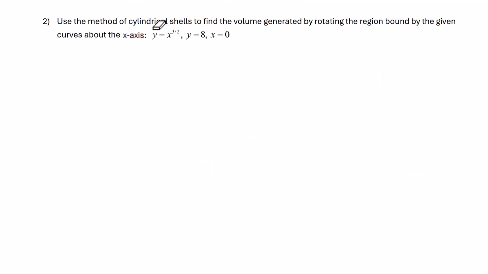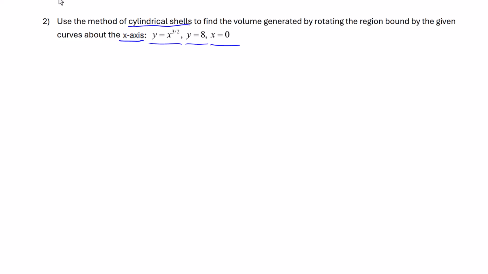Our second example is the following. Use the method of cylindrical shells. Okay, we're being told that again. To find the volume generated by rotating the region bound by the given curves about the x-axis. The curves provided are y equals x to the 3/2 power, y equals 8, and x equals 0.